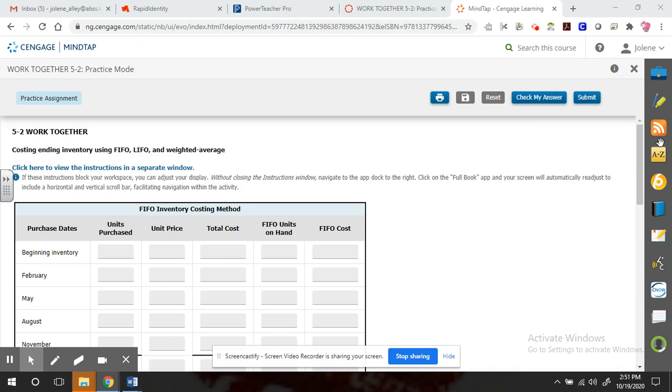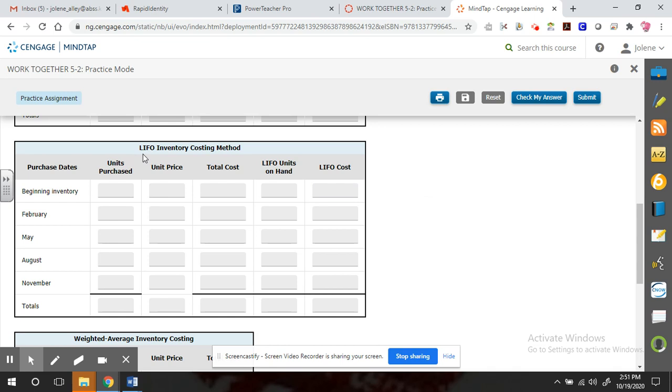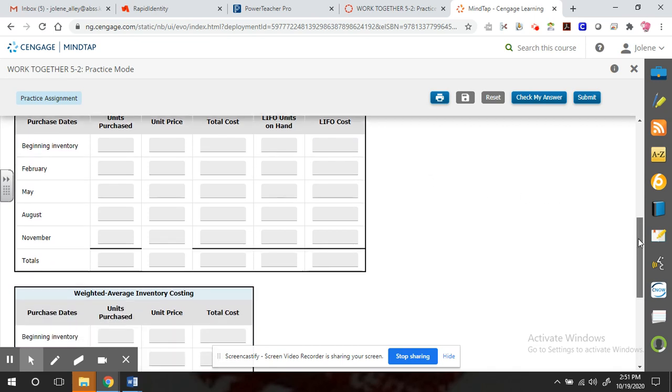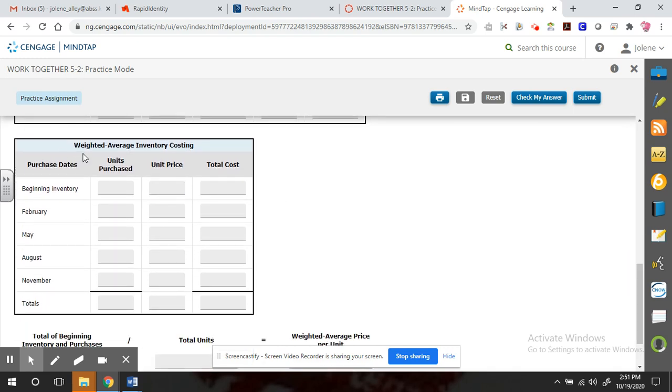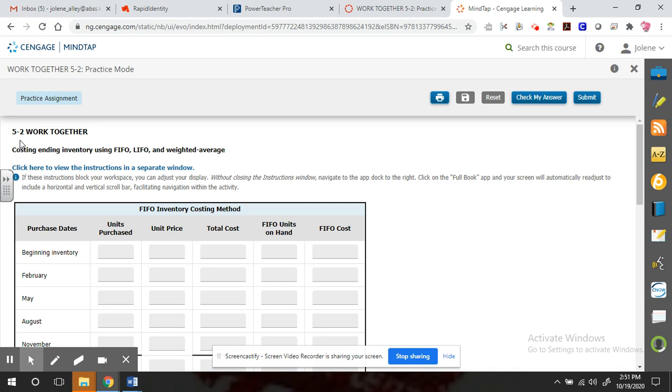costing. Then we're going to go down to LIFO, which is last in, first out inventory. And then at the bottom, we have the weighted average inventory costing. We're going to practice with all three of these. All three are part of the Work Together 5-2. Page 151 shows you an example of how to do FIFO, first in, first out.